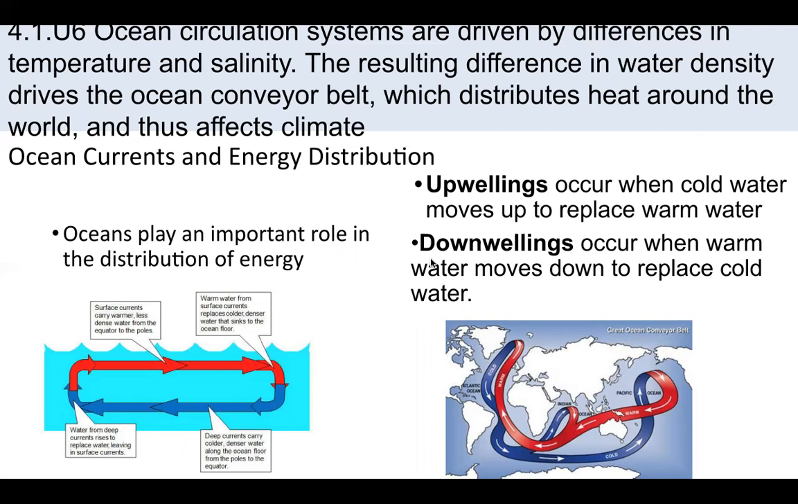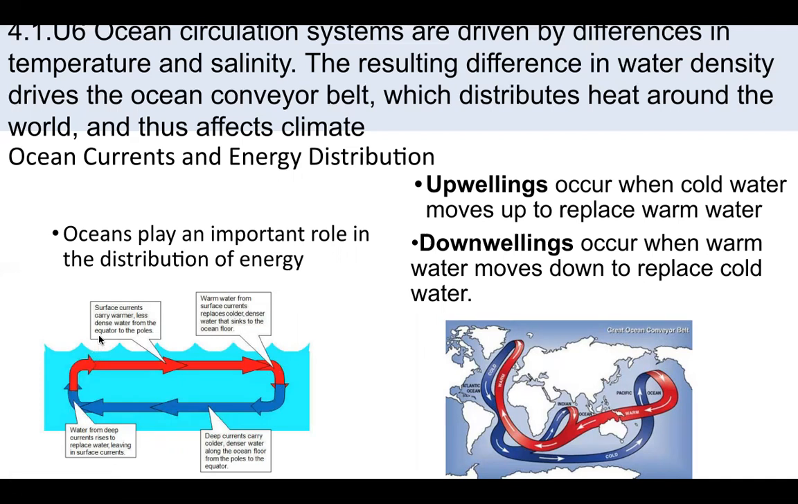And then downwellings is just the opposite. That's where the warm water moves down to replace the cold water. Yeah, so just kind of a sideways schematic of how it works. The warm water sinks down. The deep currents carry water on the ocean floor from the poles to the equator, and then it replaces the warm water as it moves up.